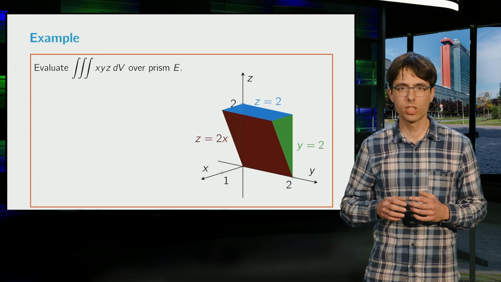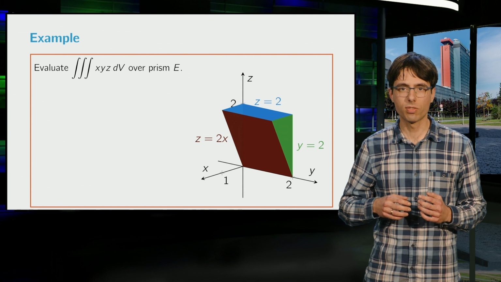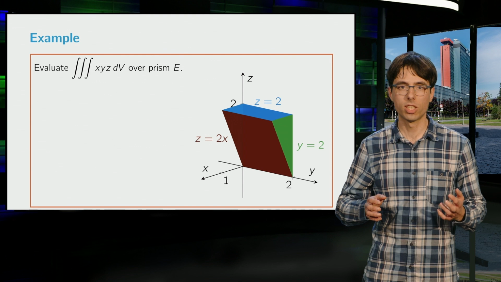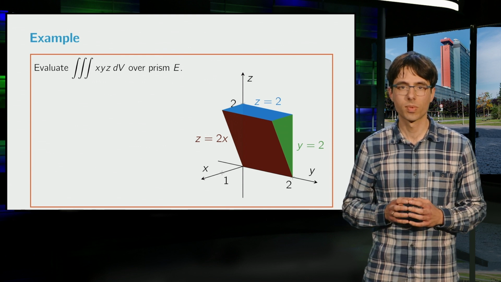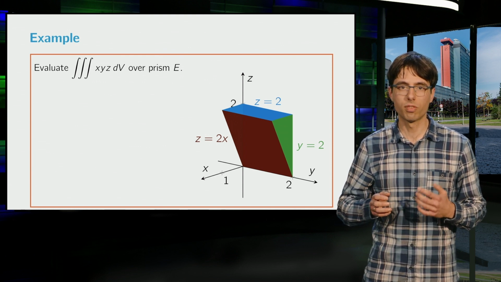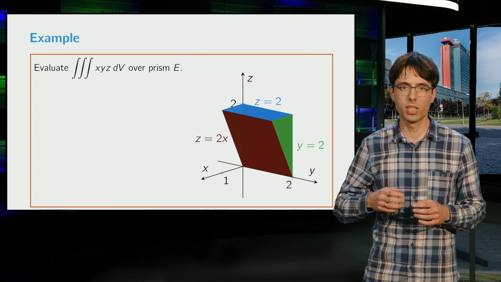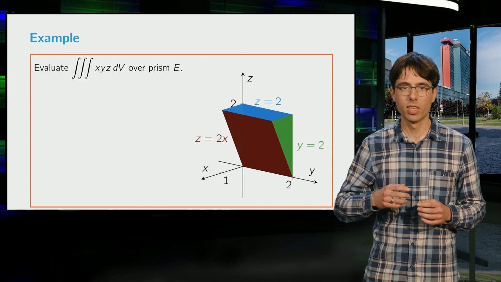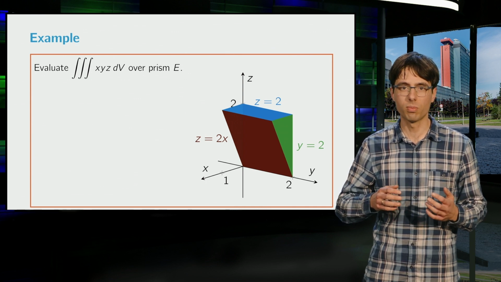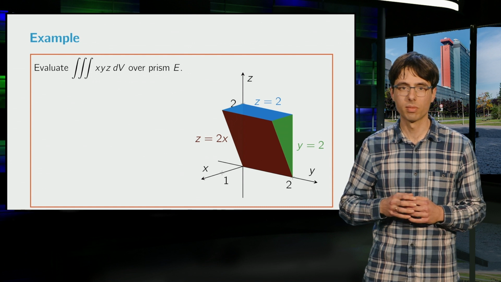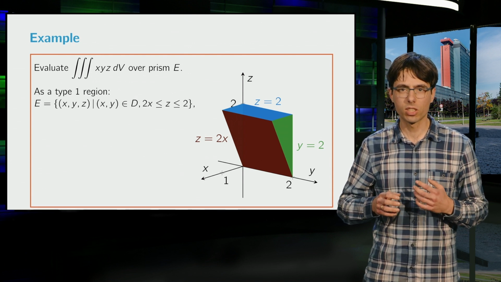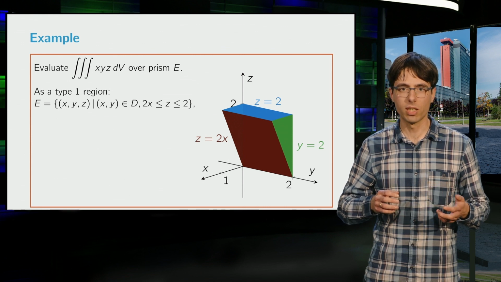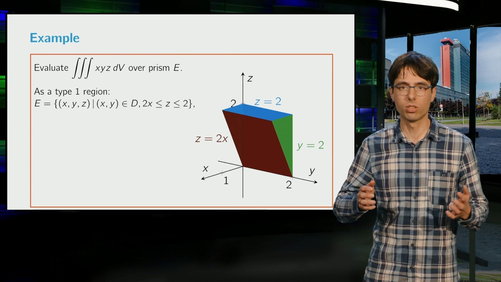As an example, consider the following function, which we want to integrate over the prism with sides y is 0, x is 0, y is 2, z is 2 and z is 2x. This prism is a region of all 3 types and we will view it here as a type 1 region. That means that we should find out in between which 2 functions of x and y the variable z can be bounded. Luckily, we can read this off easily from the picture and we find that z is bounded in between the functions 2x and 2.